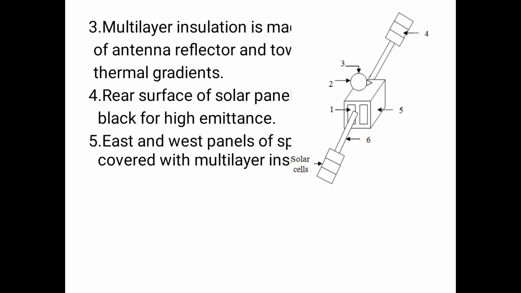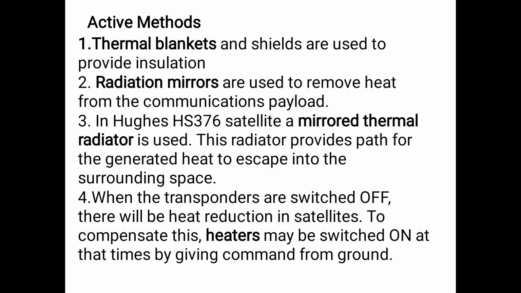Multi-layer insulation is made of the antenna reflector and to reduce thermal gradient. The rear surface of the solar panel is black for high emittance. The east and west panels are covered by multi-layer insulation. Active method: thermal blankets and shields are used to provide insulation.